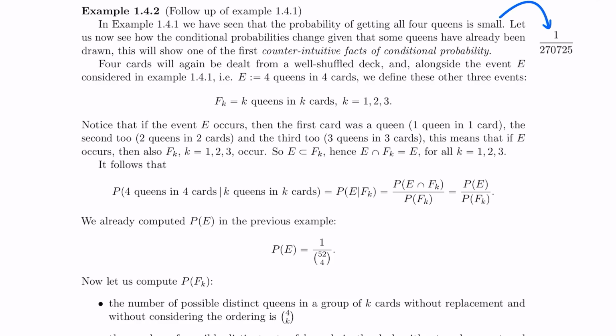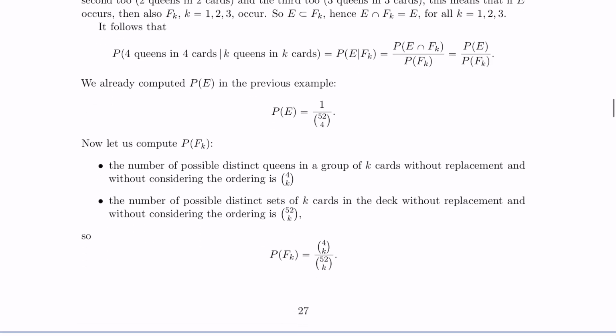Keeping this in mind, we have that the conditional probability of having 4 queens in 4 cards, given that we have k queens in k cards, that is the conditional probability of the event E given the event Fk, is the fraction between the probability of E and the probability of the events Fk, because E is equal to E intersected with Fk. The numerator is known from the previous example, and it is this number here. Now we have to compute the probability of the events Fk.